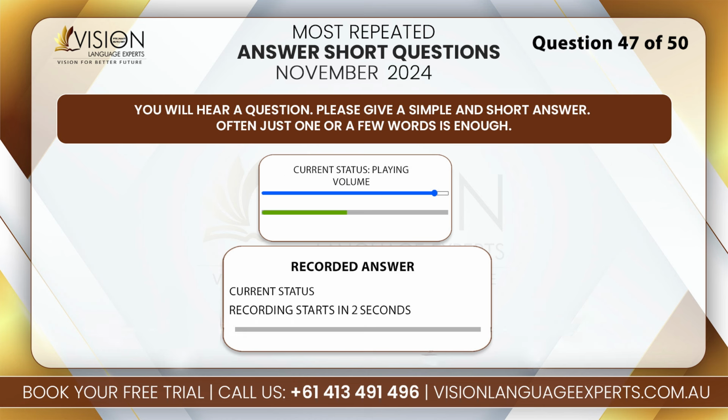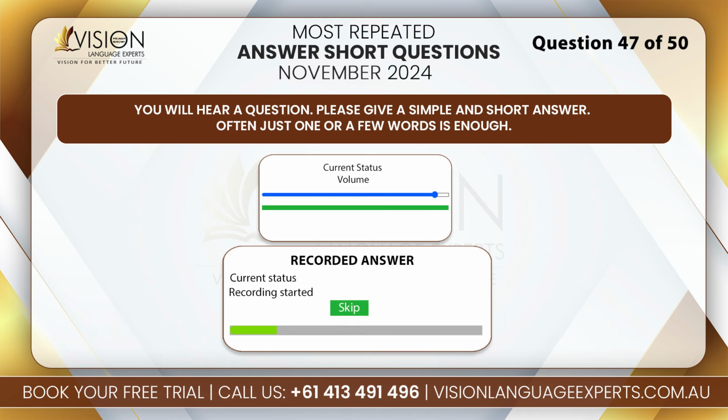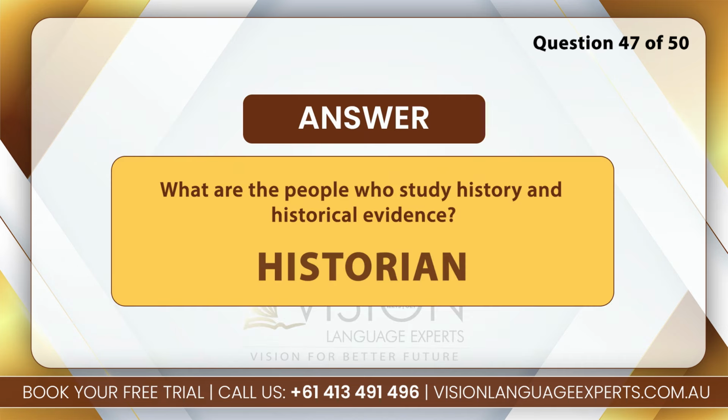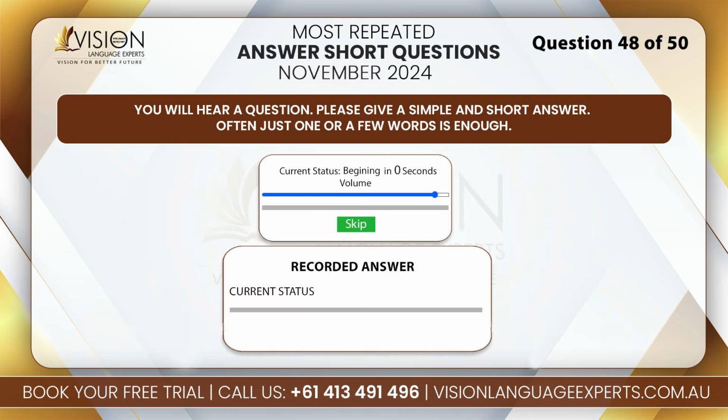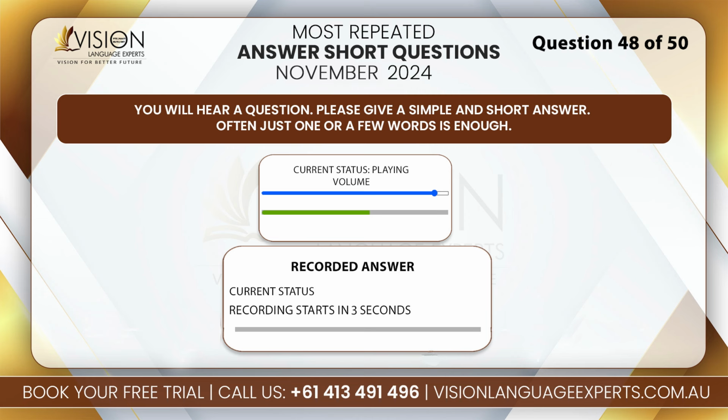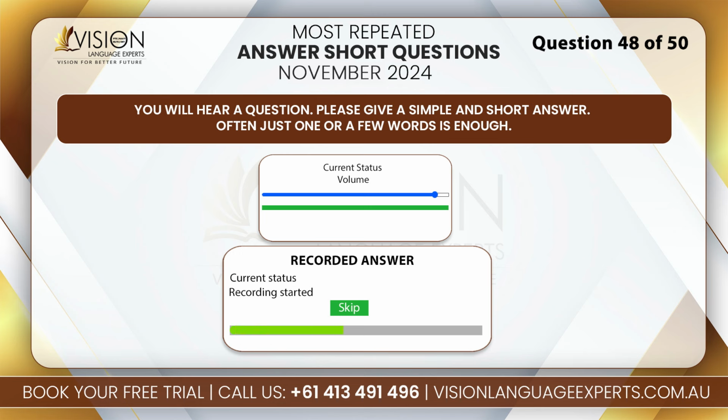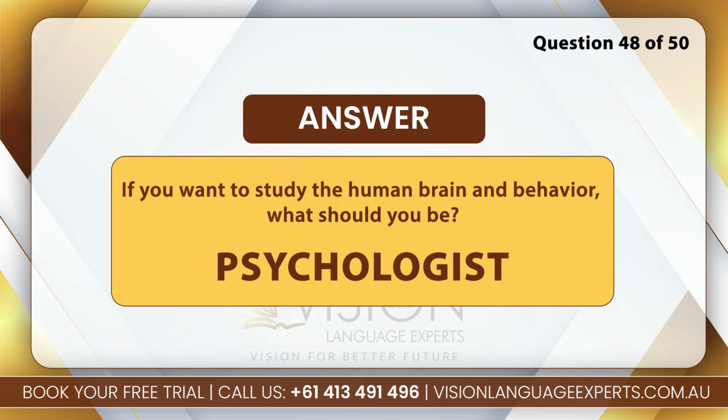What are the people who study history and historical evidence? Historian. If you want to study the human brain and behavior, what should you be?